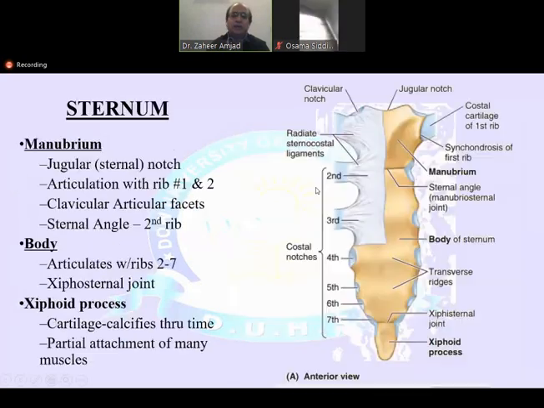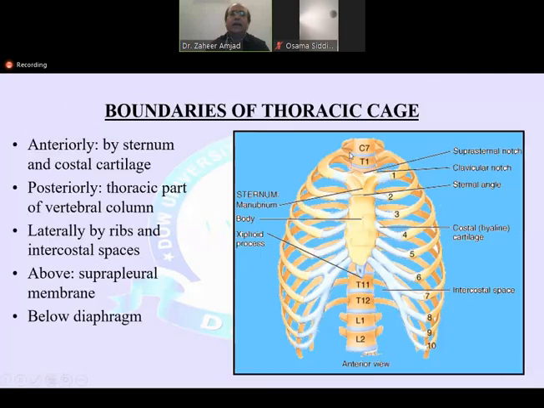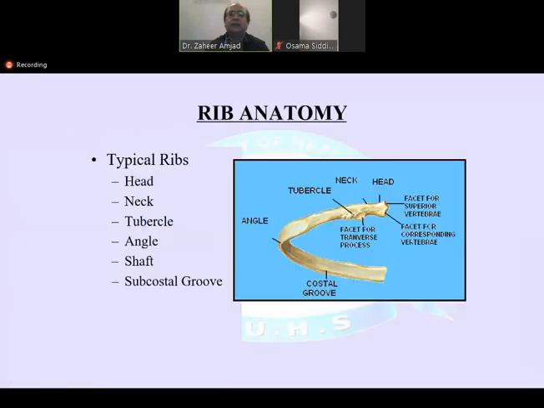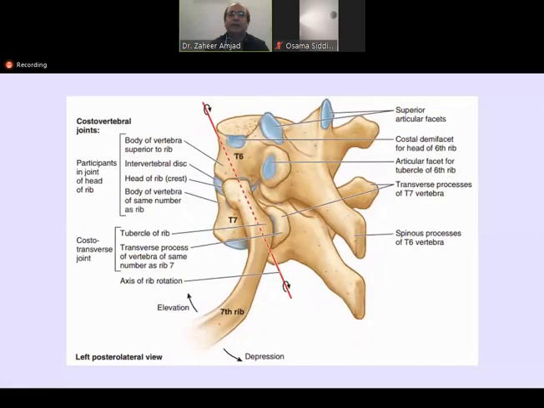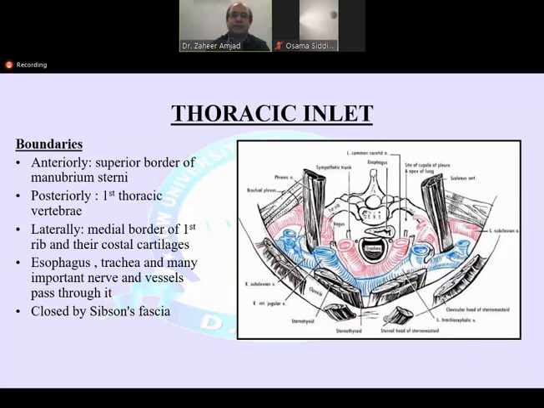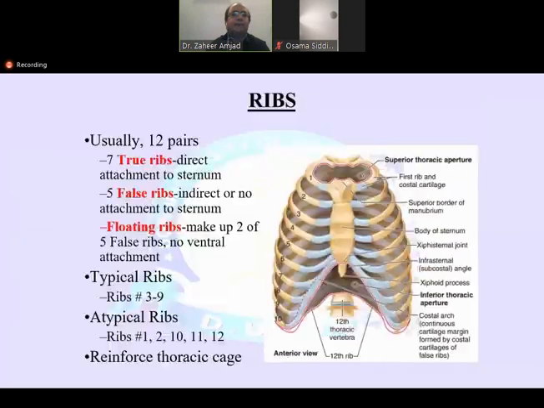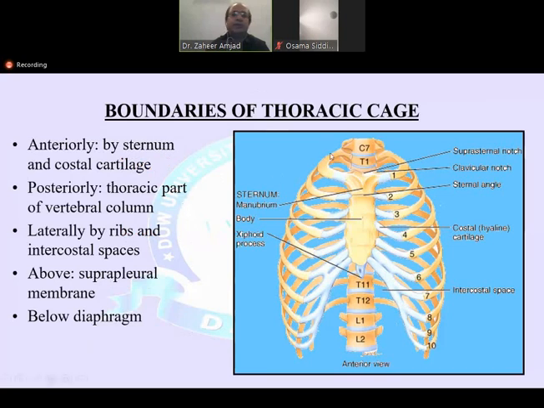Above the opening on either side, above the apices of the lungs which are present here, there is the suprapleural membrane. We will be discussing that in a while. The suprapleural membrane, which is also called Sibson's fascia, covers the apex, and the space between the two suprapleural membranes is occupied by the structures which are entering or leaving the thorax in the central part between the thoracic vertebrae and the manubrium sterni.